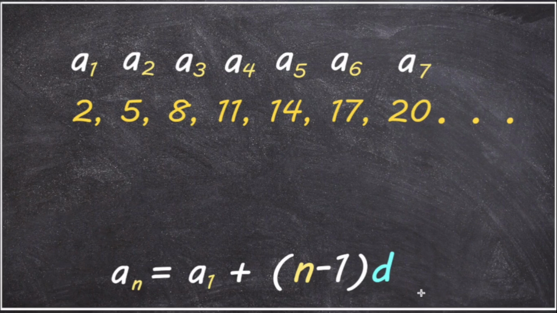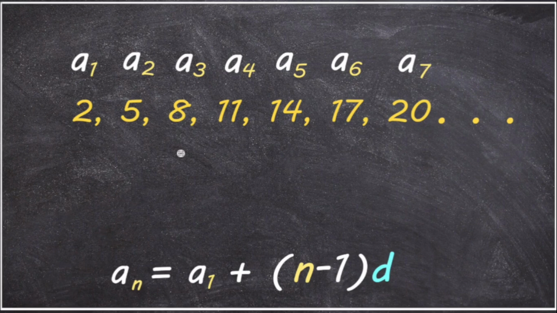In the formula, d is multiplied by n minus 1. But what does this n minus 1 do? Well, consider how you'd go about finding the value of an element that's in a certain position in the sequence. You'd go from position a sub 1, which is the first number in the sequence, and keep adding the difference until you get to the position whose value you're trying to work out.